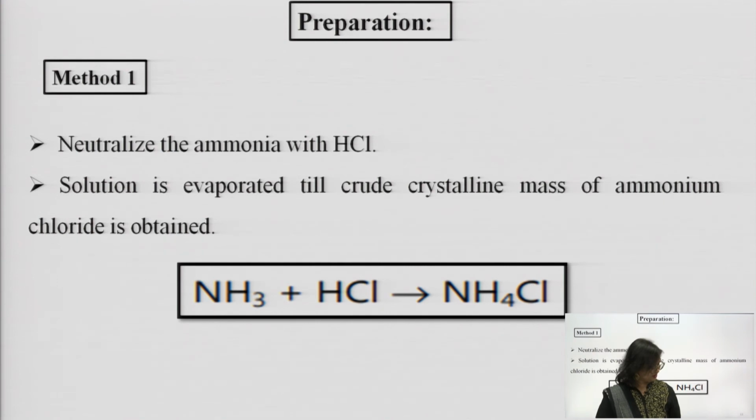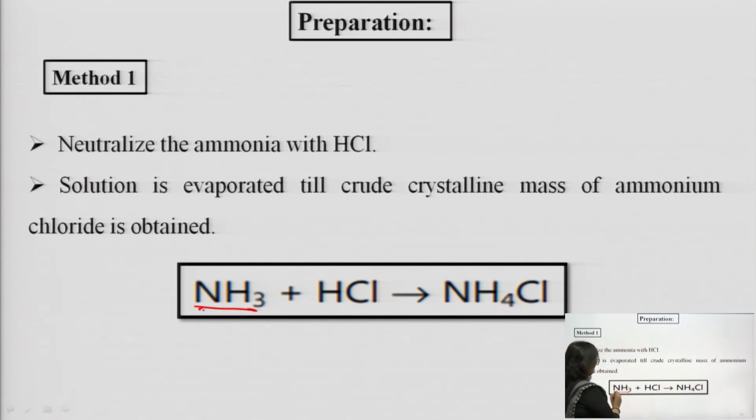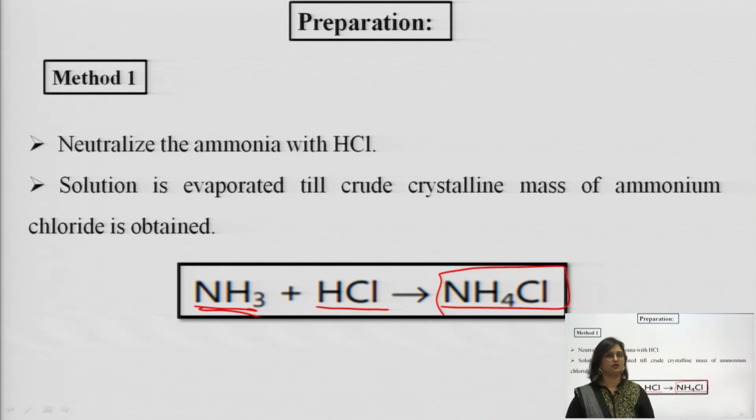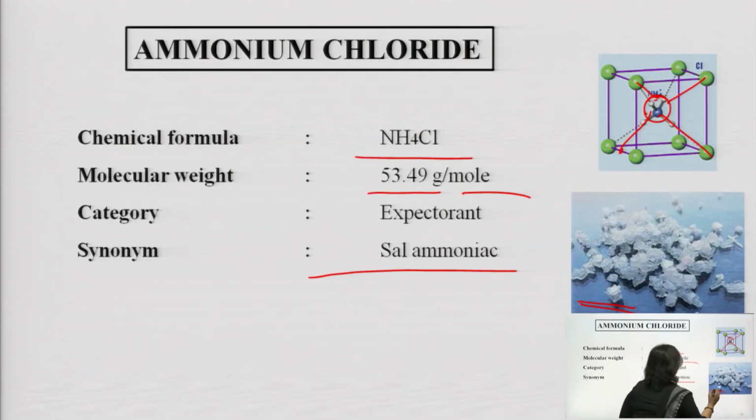Now, we will be looking into details about the preparation of ammonium chloride. Number 1, the first method for preparation of ammonium chloride is using ammonia. Ammonia is a base. Neutralization of ammonia with a strong acid, hydrochloric acid, produces NH4Cl, or ammonium chloride. The solution is evaporated till a crude crystalline mass of ammonium chloride is obtained.